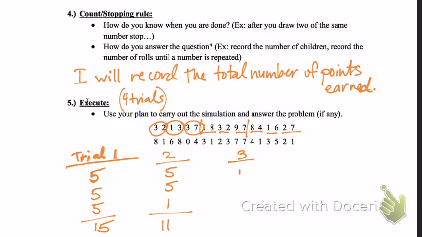I think you get 1, 5, and 5. And that should be 11 points. And then for trial 4, 81, 68, and 4. You get 1, 1, and 10. So that's 12 points. So that would be the only thing that an AP test would ask you to do, carry out 4 trials.